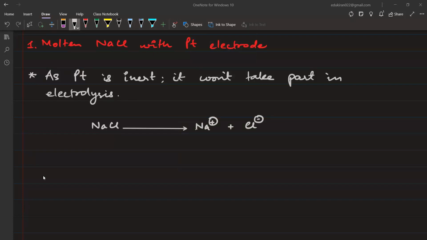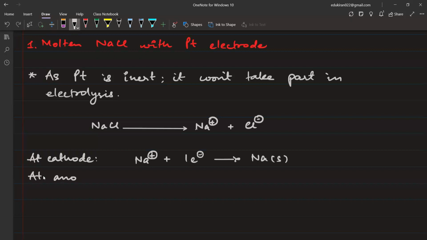Now that is why at cathode में क्या होगा? Cation जाएगा. Cation कौन है यहाँ पे? Na positive. It will take how many electrons? 1 electron, and get converted to sodium solid. Second, at anode, what will happen? Cl negative is going to give you Cl2 gas.